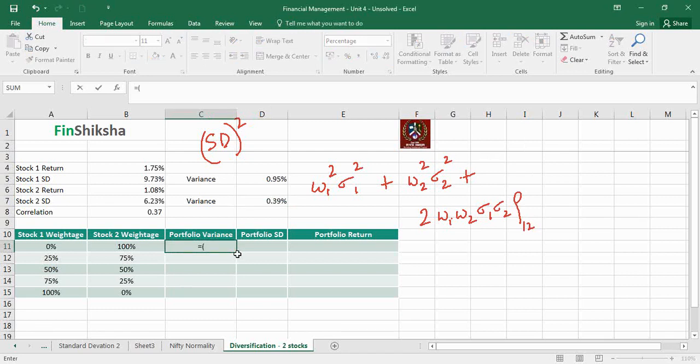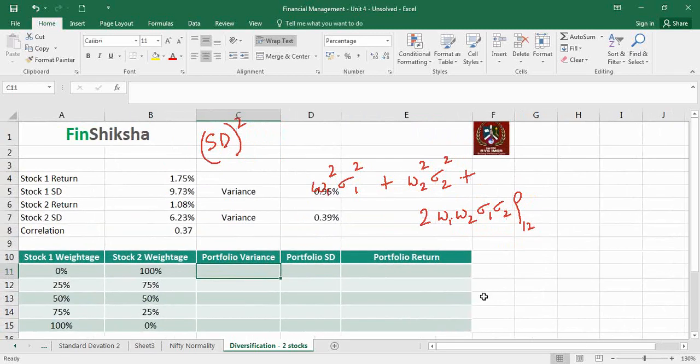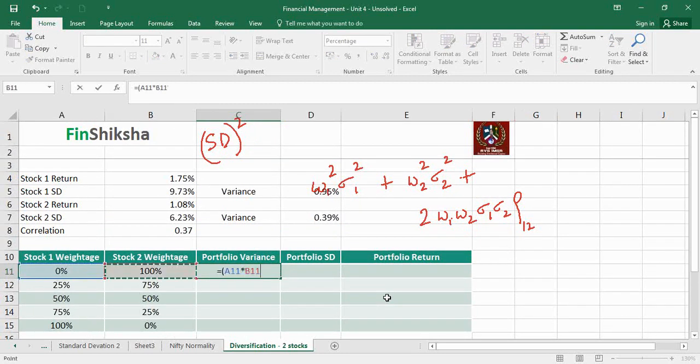So our term, I'll put a bracket, and let's probably increase the font size a little bit. So this would be weight of 1 into weight of 1, that's weight of 1 square, multiplied by sigma of 1 square, that's the variance of stock 1, correct? And that variance of stock 1 will always remain constant, so I'll freeze this by adding dollar signs, then do plus weight of 2 into weight of 2 into sigma of 2 square, and we freeze that as well. So that takes care of the first two terms, right?